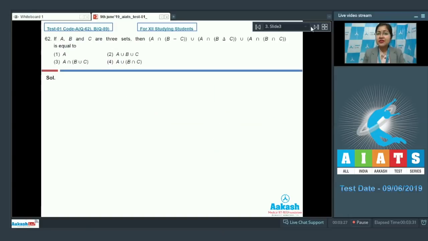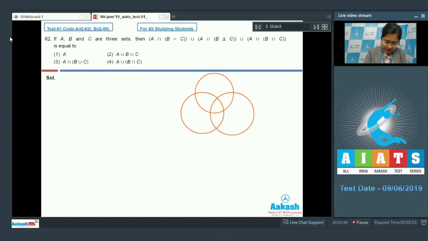Next is question number 62, which says that if A, B and C are 3 sets, then (A intersection B minus C) union (A intersection B delta C) union (A intersection B intersection C) is equal to. So this type of question can be solved by Venn diagram. So let's make 3 sets here, that is A, B and C.